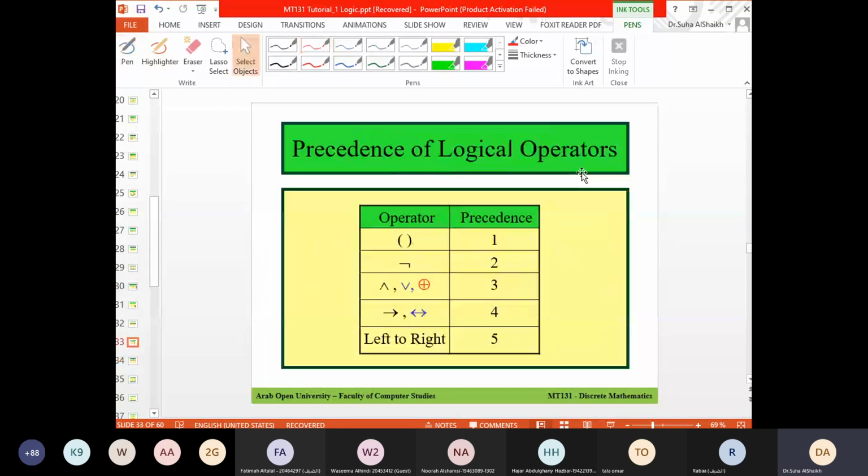ف you can get it from this table. أول شيء إذا في براكت الأولوية للبراكت. النيجيشن الأند والأور والإكسكلوسيف أور نفس بعض. If I have all of them أشتغل من يسار لليمين. والإمبلاي والإف and only if number 4. وطبعا نشتغل دائما from left to right. Work is from left to right.